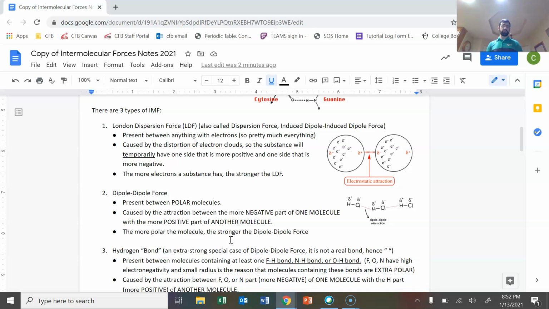Know that London dispersion forces, also sometimes called dispersion force or induced dipole, we're just going to use LDF most of the time. Those are present between anything with electrons, which is pretty much everything. There are almost no substances that have no electrons in them. In fact, only alpha particles and hydrogen ions are the only things I can really think of that you maybe would see in chemistry class that don't have electrons, and I'll never ask you about that if we're talking about an intermolecular forces problem.